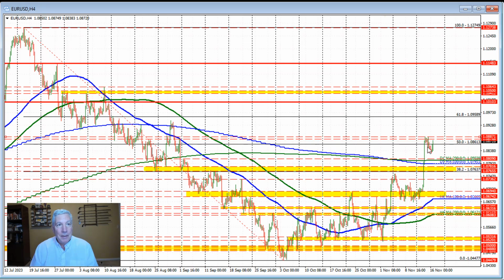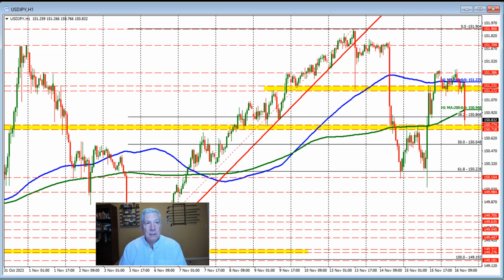So buyers took the price above the 100, 200-day moving average. They're keeping the bullish bias intact here for the euro versus US dollar. We'll see how far this thing can go. Watch the 50% retracement as a close support level now. That level comes in at 1.0861. So be aware of that level. If we can stay above that level, it's more bullish.